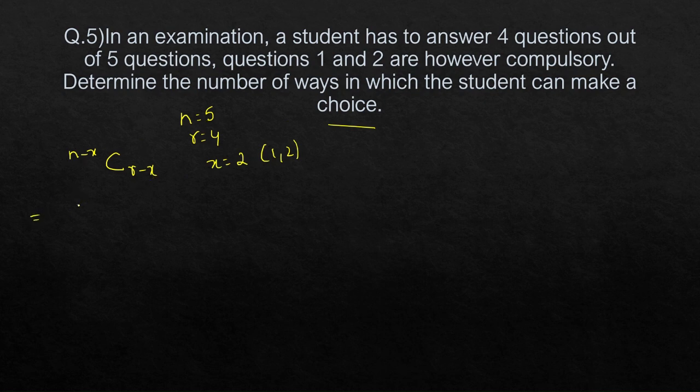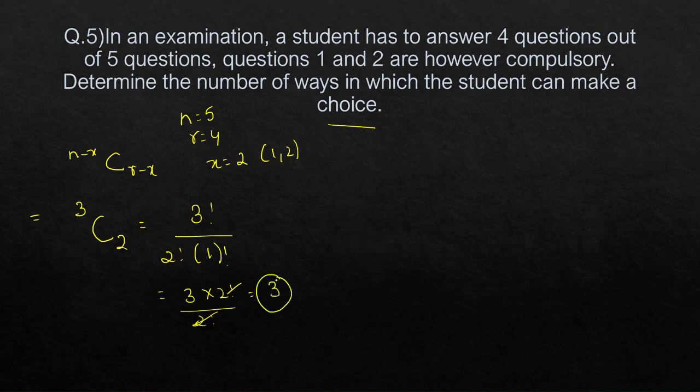Now, 5 minus 2 will be 3, that is n minus x. Then we'll write C. Now, 4 minus 2 will be 2. Then again, 3 factorial divided by 2 factorial into 3 minus 2 factorial, which is 1 factorial. So it will be 3 into 2 factorial divided by 2 factorial. So the answer will simply be 3. So the student has 3 ways.